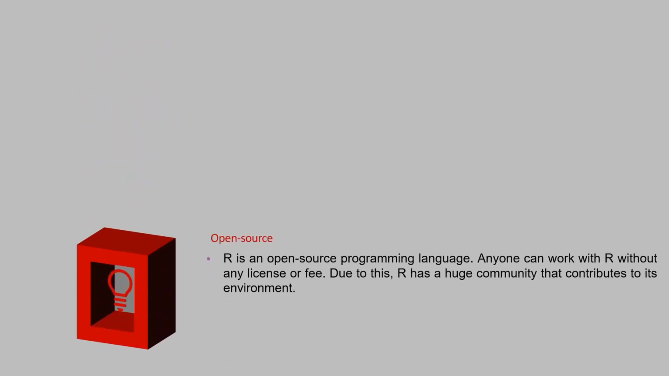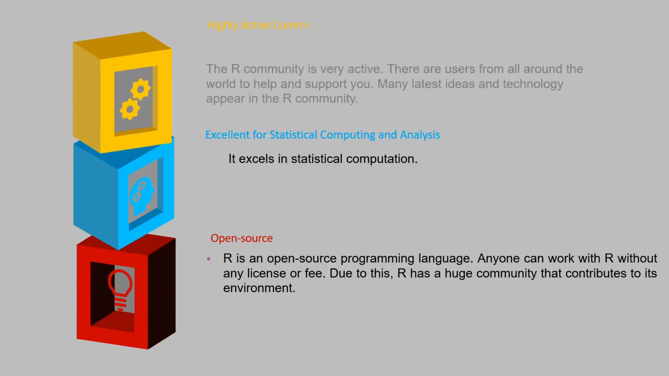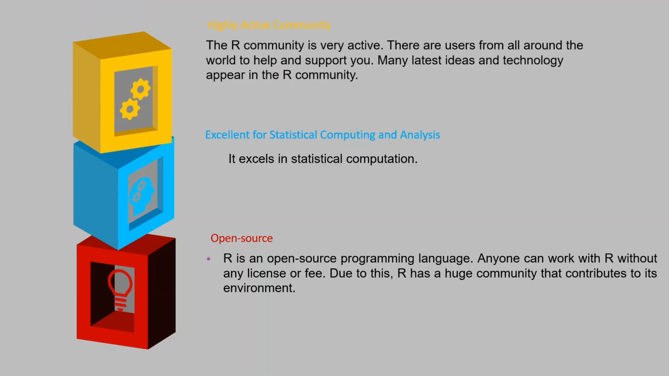And you might wonder why R. R is open source. That means it is open for everyone. You don't need to pay a certain amount of fee as with other statistical computing software which require thousands of dollars per year. And R is excellent for statistical computing and analysis. It just excels in this field. And R has a highly active community. What it means is there are a lot of users all over the world that can help you, support you whenever you have a challenge.